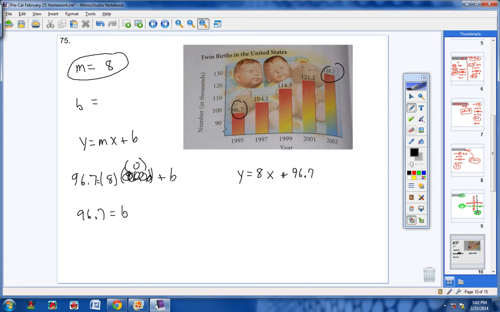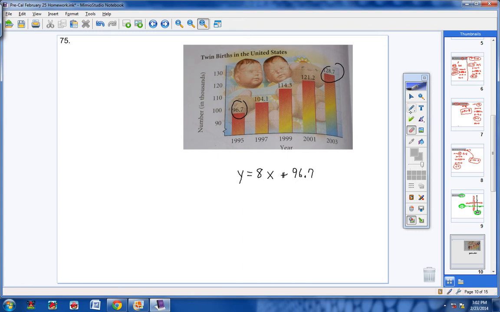And now that we've found our linear equation, we're going to go ahead and do part B, which is to find the number of twins in 2007 and 2010. Now, for 1995 we used 0, here we used 1, here we used 2, here we used 3, here we used 4. So in 2005 we'd use 5, in 2007 we would use 6. Now, in 2009 we would use 7, and in 2010 we would use 7.5.